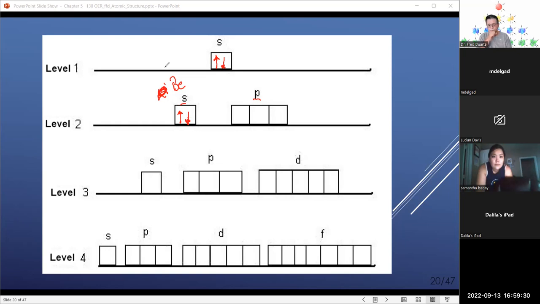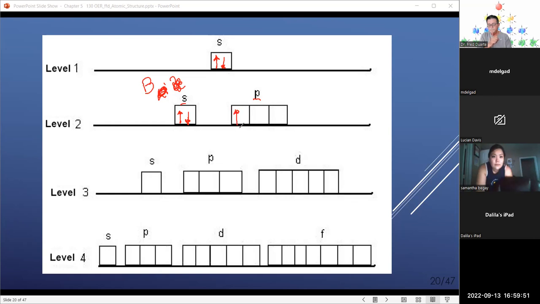Because this is boron, it has 5 electrons. The first 2 are full. The next 2 fill up the S, because like I stated, the S gets filled first. So we can put a maximum of 2 in the S, and there's 1 left. So the only place it can go is in the P.